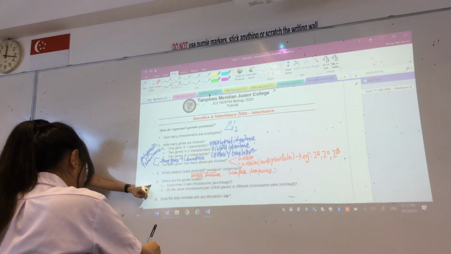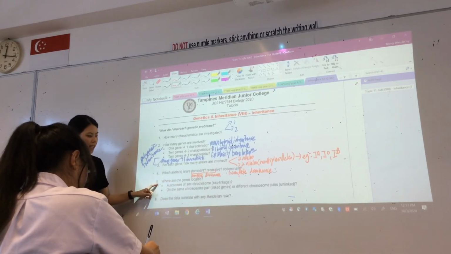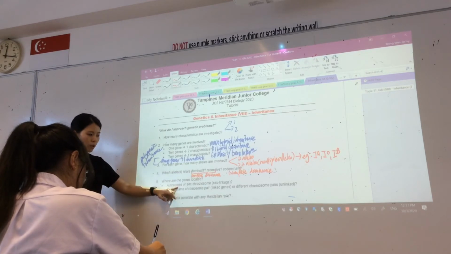Now, the next question to ask yourself, point number 5. Where are the genes located? Is it on the autosomes? What is autosomes?